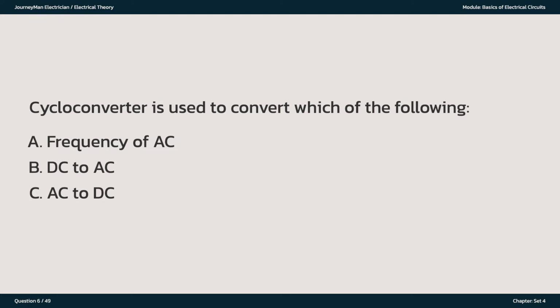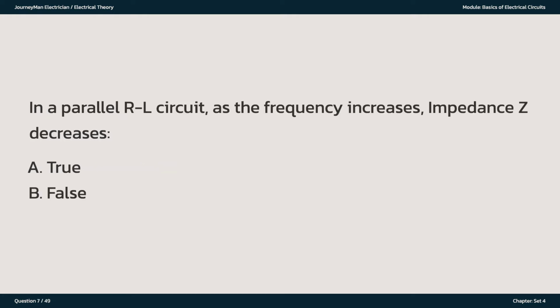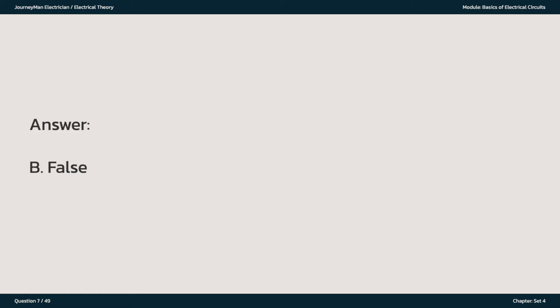Cycloconverter is used to convert which of the following? A. Frequency of AC. B. DC to AC. C. AC to DC. The answer is A. Frequency of AC. In a parallel RL circuit, as the frequency increases, impedance Z decreases. A. True, B. False. The answer is B. False.